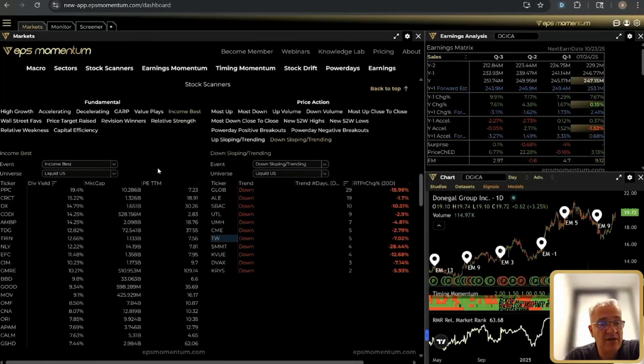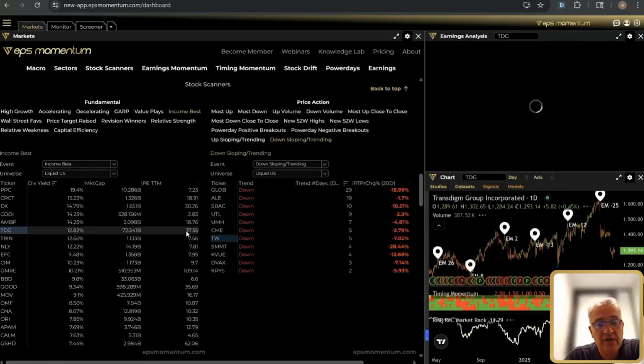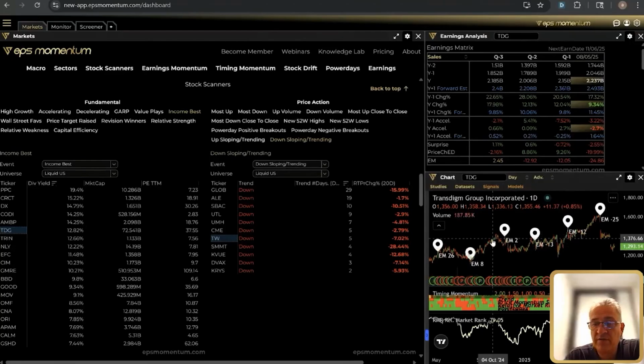Income best. So that would be stocks with the best yield, best dividend yield, market cap, for you to have a sense of how big they are, and P ratio, so how expensive they are. But TGG, for example, dividend yield of 12, P ratio is 37. We see a major drop there recently. I think they just paid a dividend of $50.